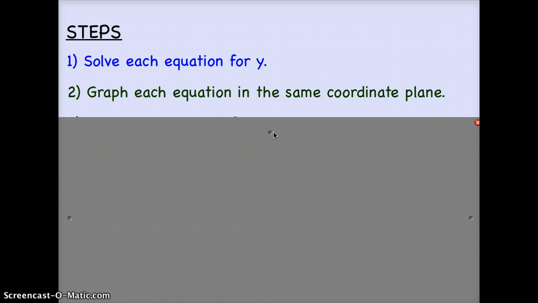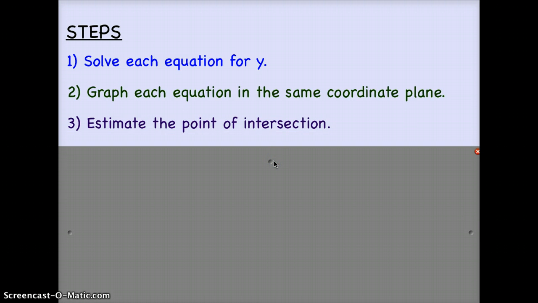Step number two, graph each equation in the same coordinate plane. The key here is to graph them in the same coordinate plane so that we can see where their point of intersection is. That brings us to step number three, estimate the point of intersection. So look on your graph and see where the lines cross and approximate what point that is.